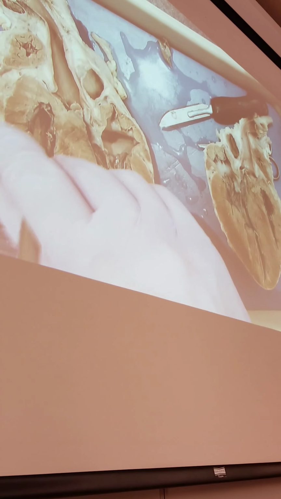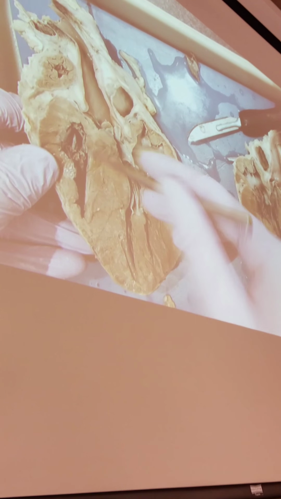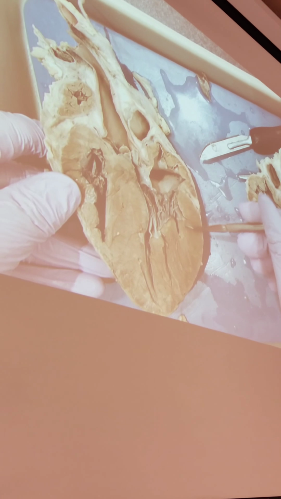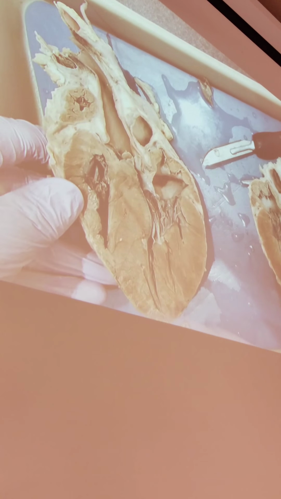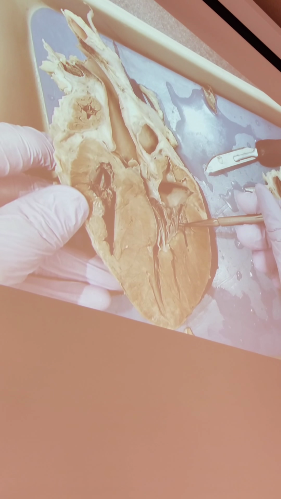So this is your right ventricle. This would be your right AV valve, which is known as the tricuspid valve, and then this is your left AV valve, which is your bicuspid valve, otherwise known as the mitral valve. So this is your tricuspid, this is your bicuspid or mitral valve.